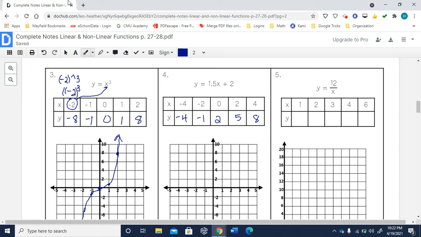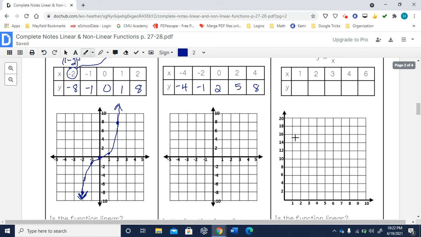Now we're going to graph those on the graph. So I've got -4, -4, -2, -1, 0, 2, 2, 5, 4, 8.